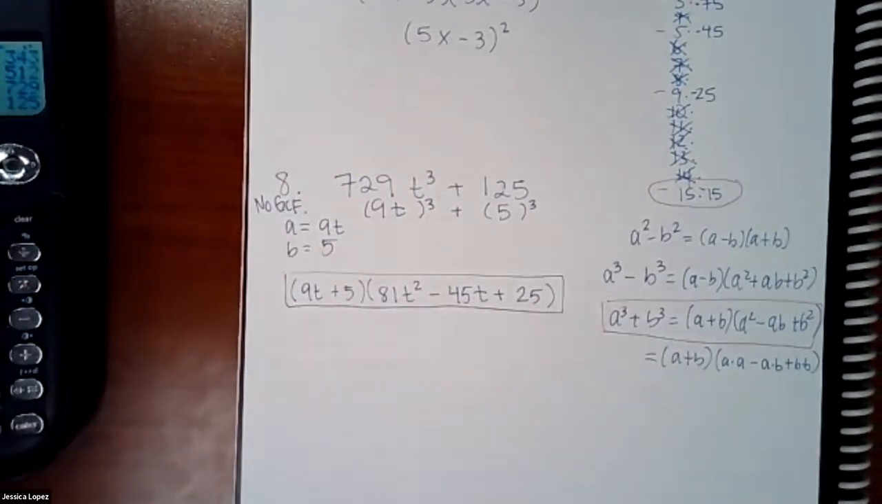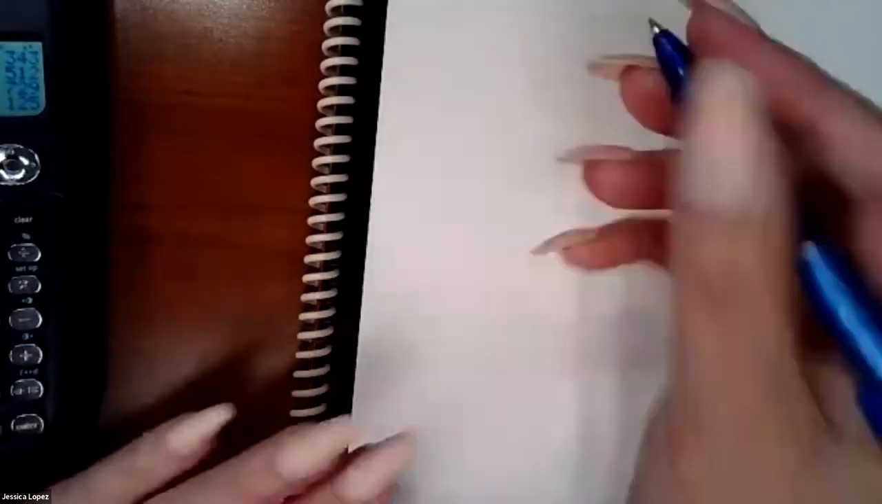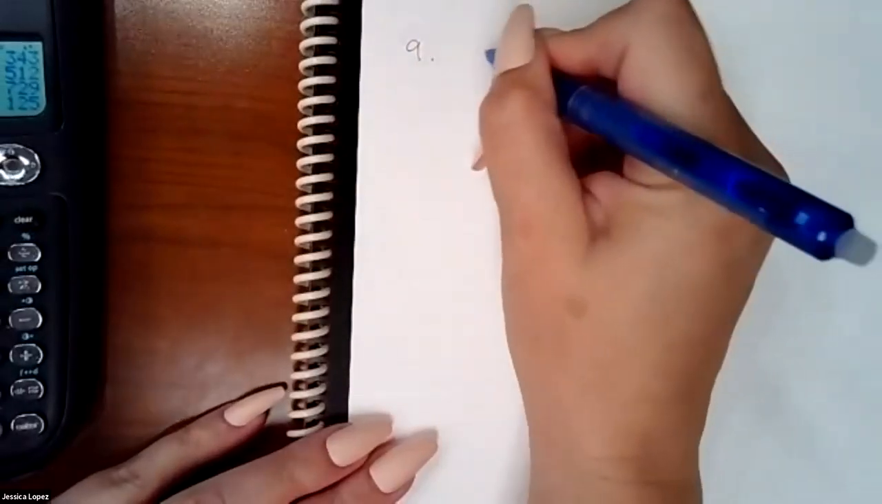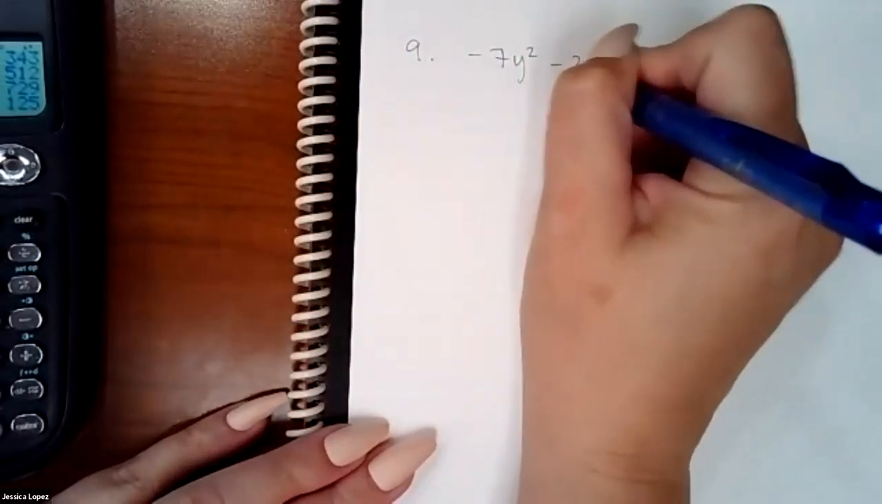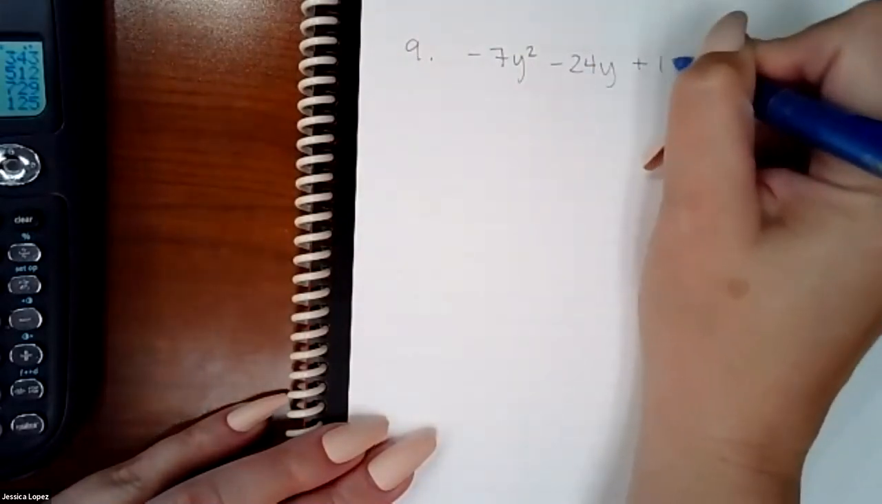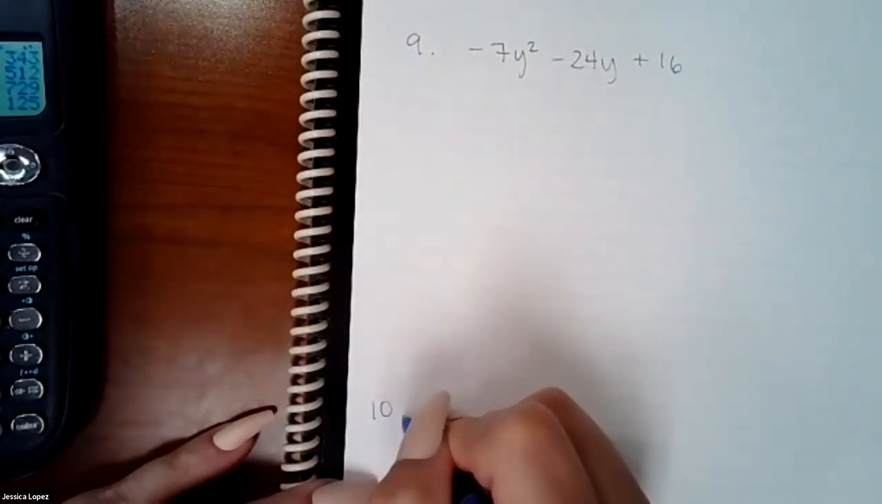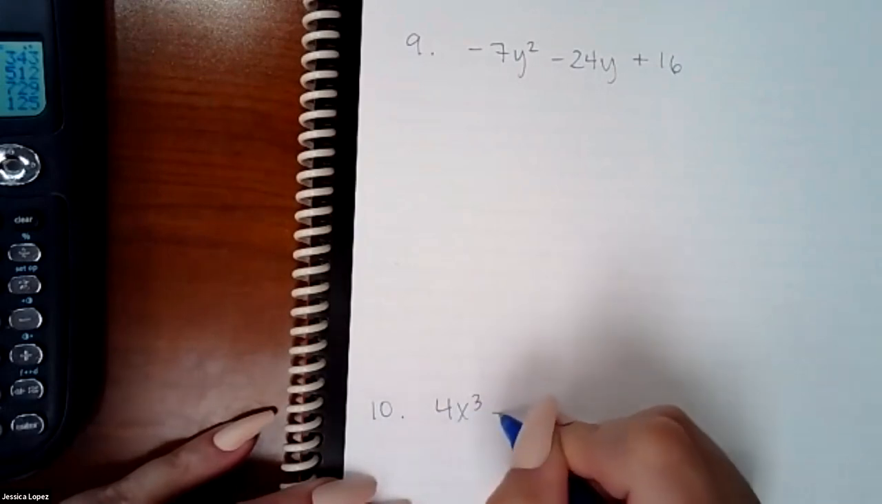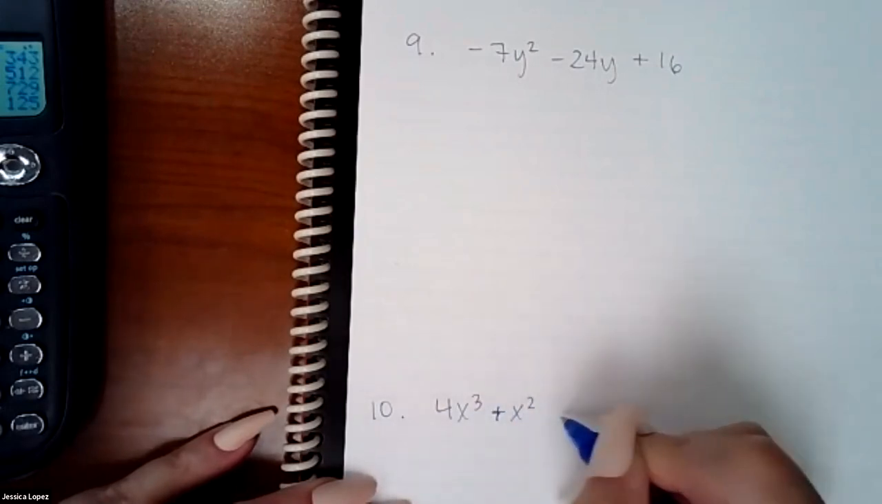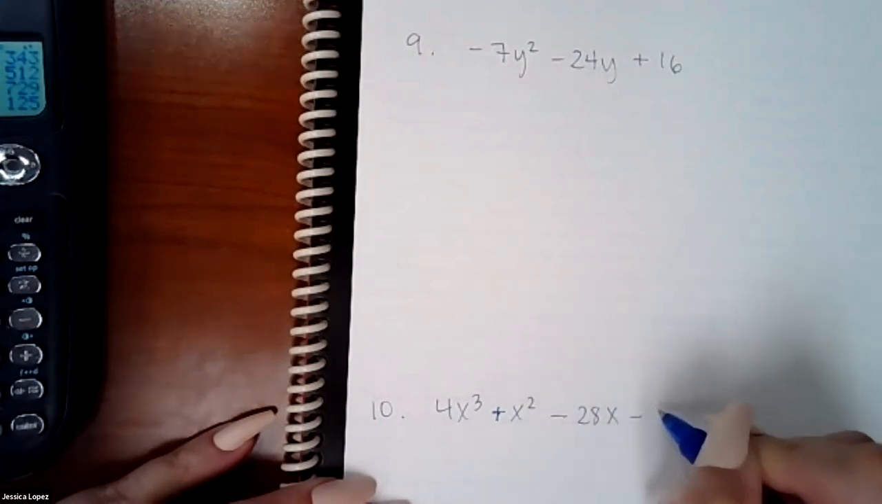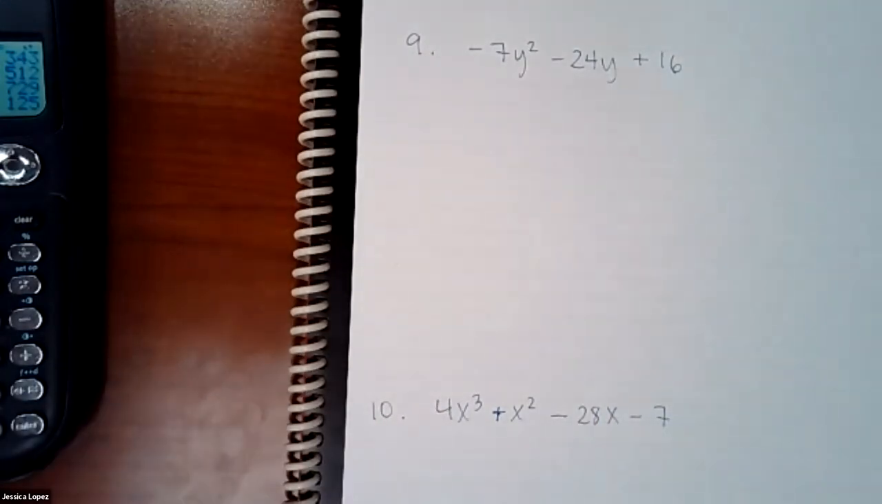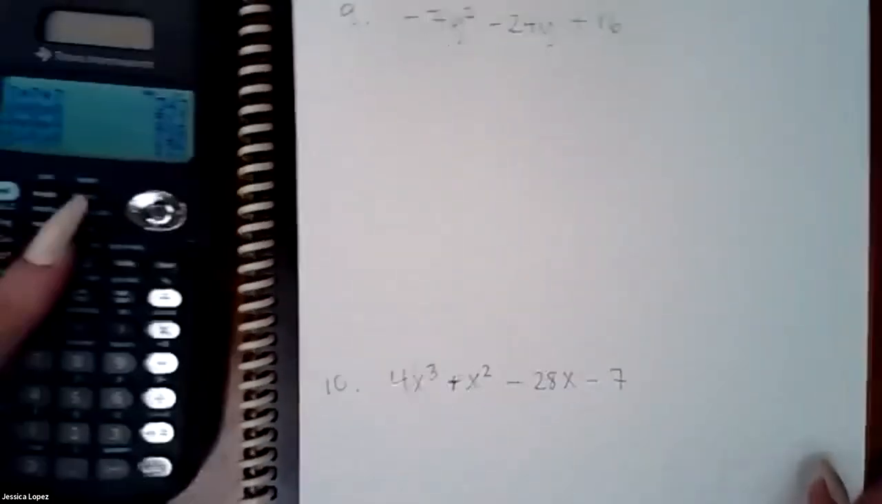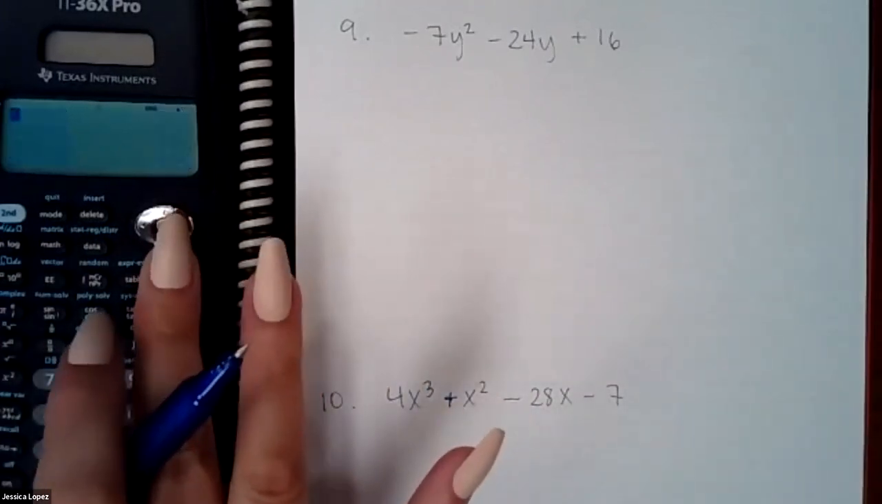So let's see what number 9 and number 10 are going to look like. Number 9 is this problem. And number 10 is this problem. Okay, so for number 9, it is a trinomial.